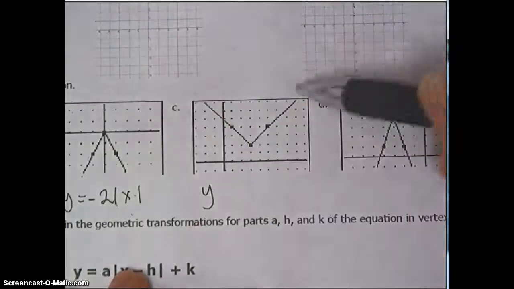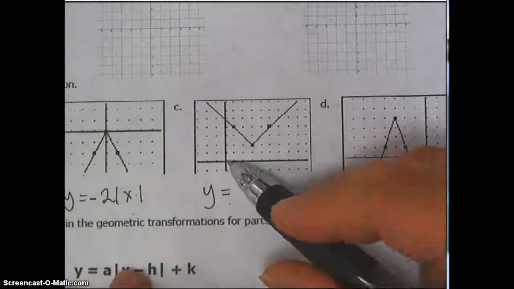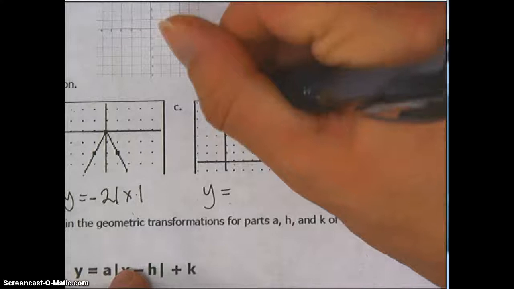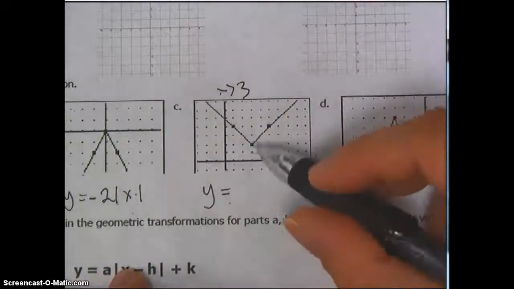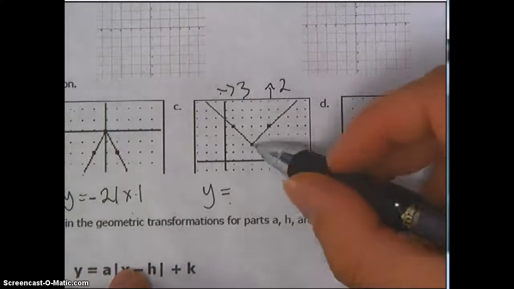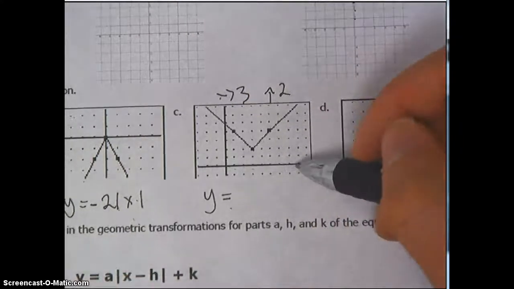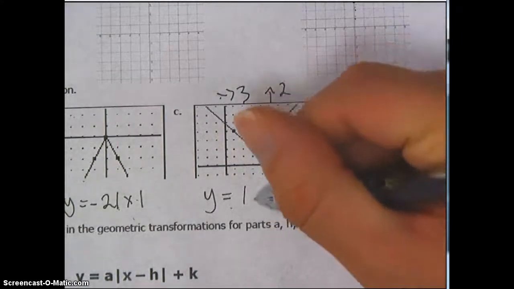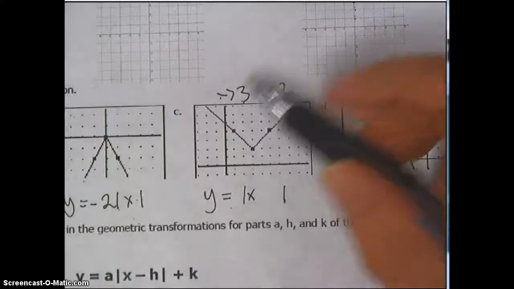Still got that V shape, still absolute value. But this time, from the origin, I went over 1, 2, 3. So I went right 3. And then I went up 1, 2. And it looks like this is up 1 over 1, up 1 over 1. So we don't have a vertical stretch or a vertical compression this time. What we have is the absolute value of x, and I went right 3.